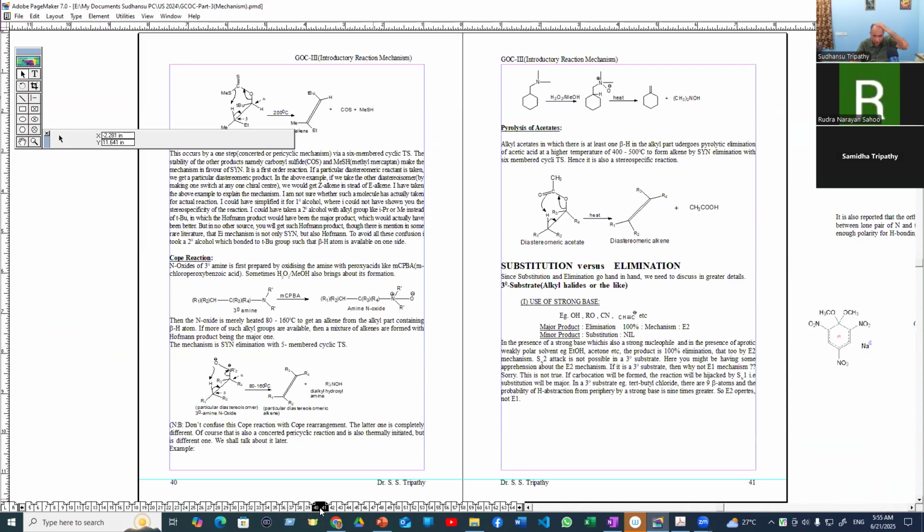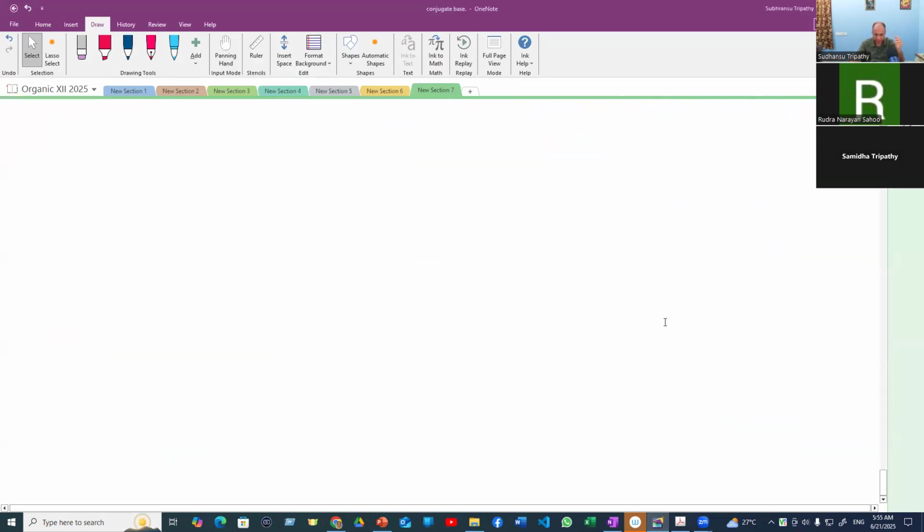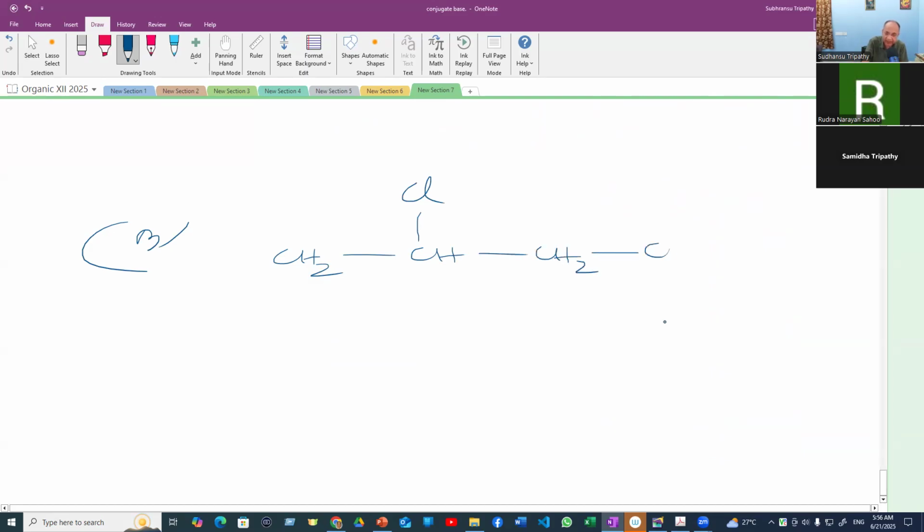Now we'll be talking of substitution versus elimination. That will be the end of our program. Another case is this: supposing you are using an alkyl halide, but you want the major product to be but-1-ene. So who can tell me what base you will take to undertake that?